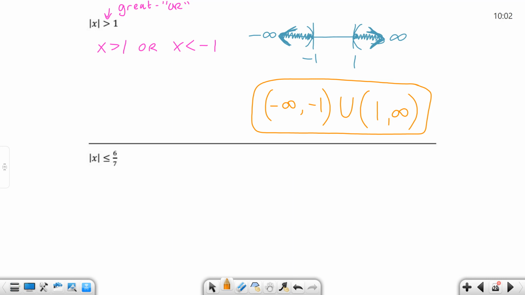So the next one, absolute value of x is less than or equal to 6/7. So then if I do that, this is going to be what? Let us make a sandwich. So then, what is my sandwich like? Well, look, absolute value is less than a positive, so that's good. We can keep going. It's got to be that way.